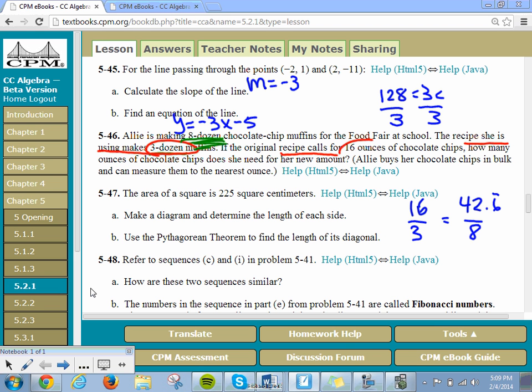It says that Allie buys her chocolate chips in bulk and can measure them to the nearest ounce. So we want to make sure we're rounding that up, is what that question is telling us. So instead of 42, we want to round up to 43 ounces.